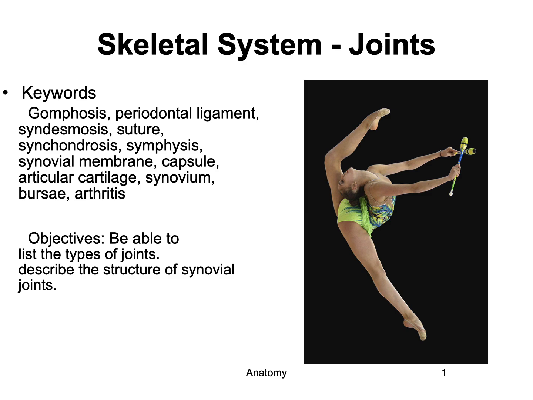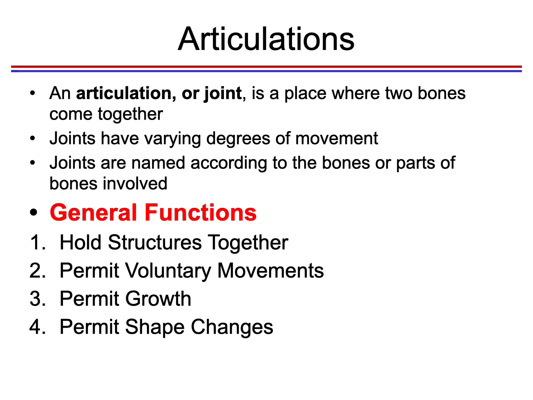The joints are part of the skeletal system. The movement is determined by, or the force is provided by the muscles, but it's the shape of the joints, the materials in the joint that determines how much movement there is. So a joint is an articulation, a place where two or more bones come together, and different joints have varying degrees of movement. We're going to talk about joints according to the structures, the tissues involved.